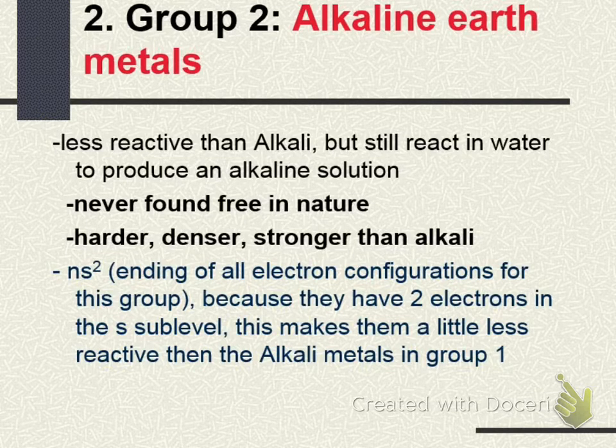The ns2 configuration means that they have 2 valence electrons in their s sublevel. This makes them a little less reactive than the alkali metals in group 1, but they are still very, very reactive. That's your things like calcium, magnesium, and strontium. Those are just 3 of them.